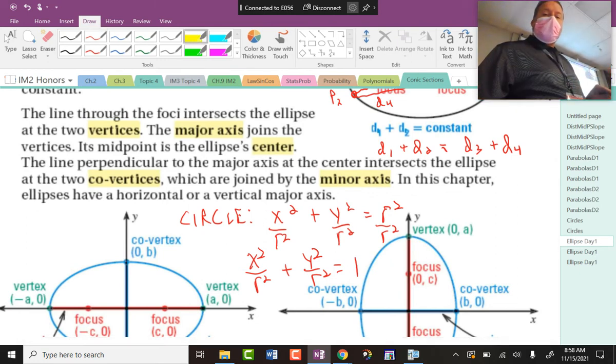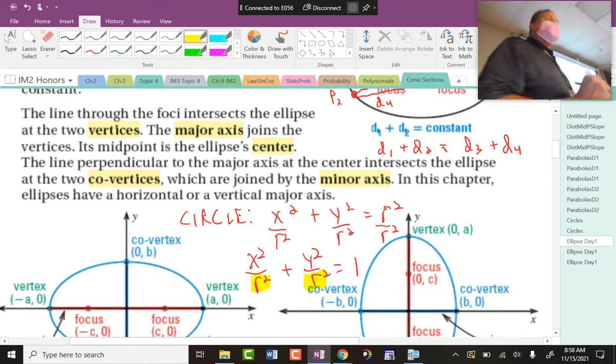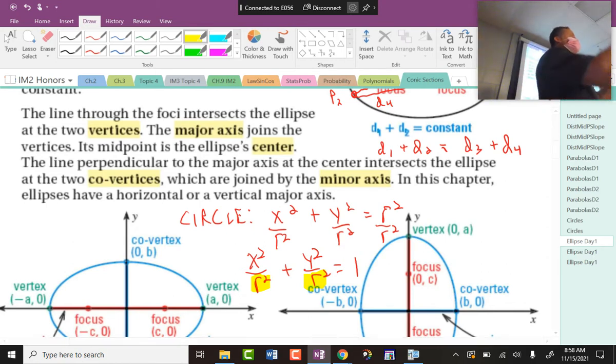For a circle, these radius values are the same. That's why it's a circle. We have one radius. The piece of string is only a center, no foci. The string makes all the points.